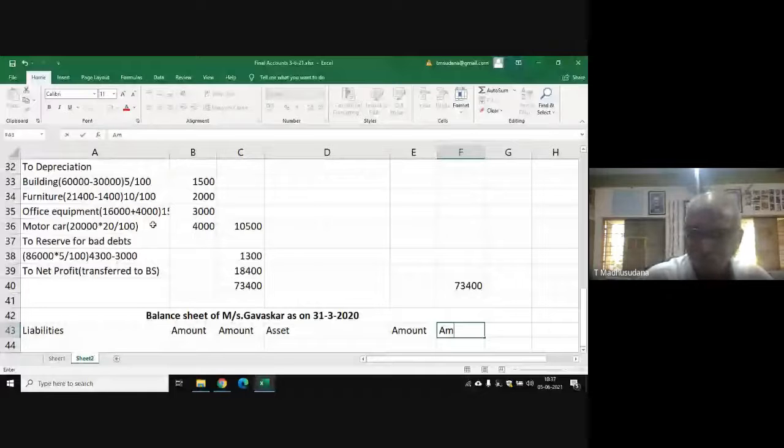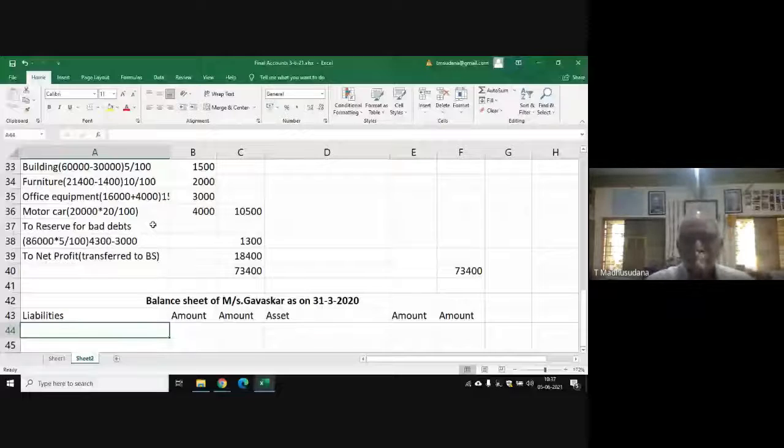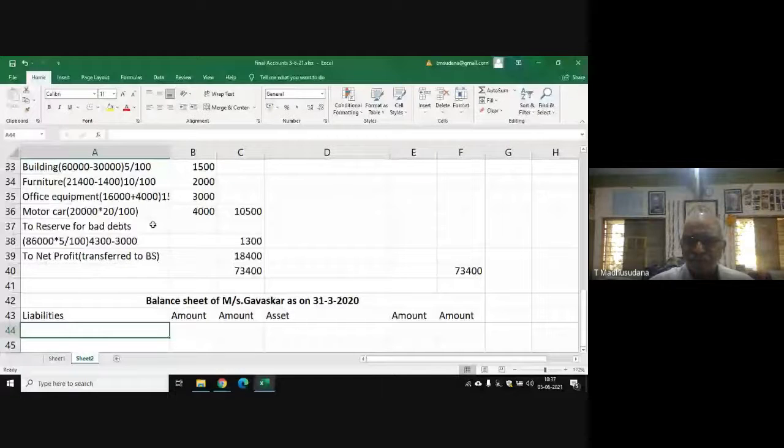Okay. So we have written the headings. The left side of the balance sheet is known as the liability side, and the right side of the balance sheet is known as the assets side. We should not call it a debit side and a credit side, because it is not an account, it is just a statement. Now let us first enter the liability side.